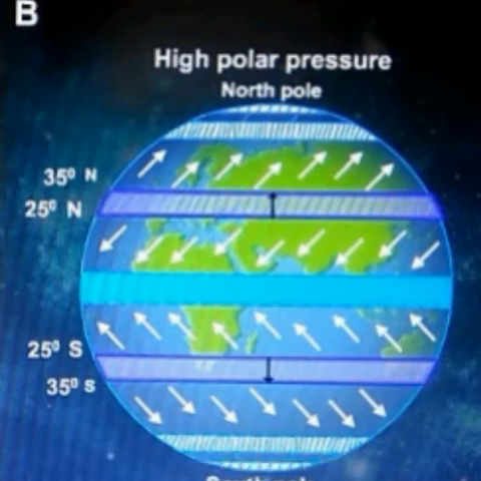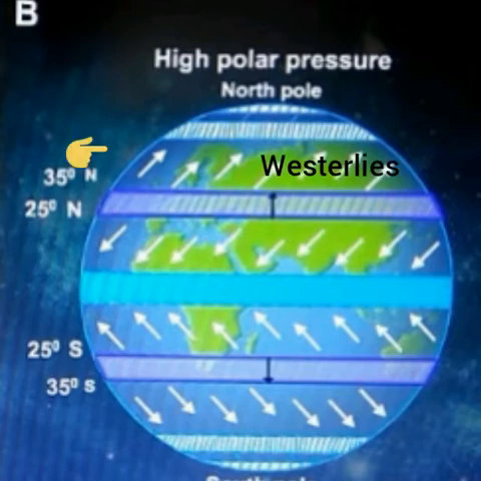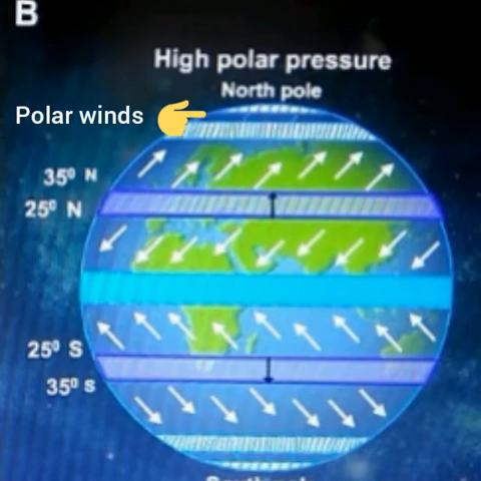Now let us see the planetary winds. Children, can you see the arrows in the diagram? These arrows are the planetary winds. We have the easterlies, the westerlies and the polar winds. Now let us see the explanation.